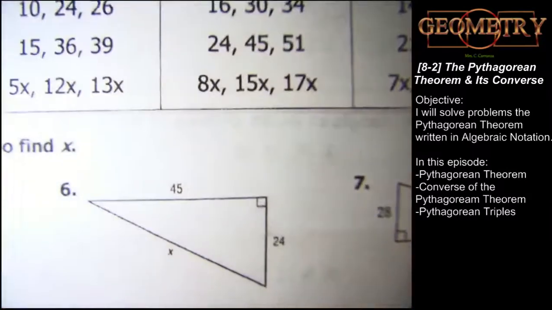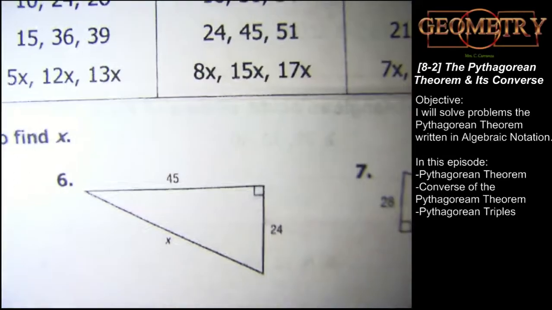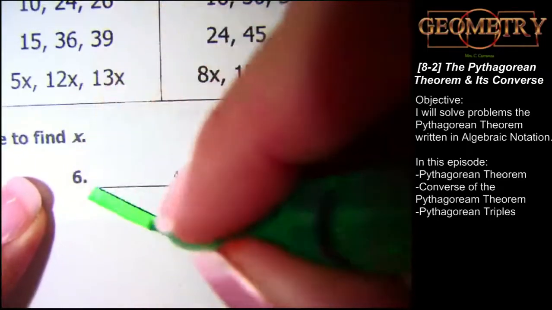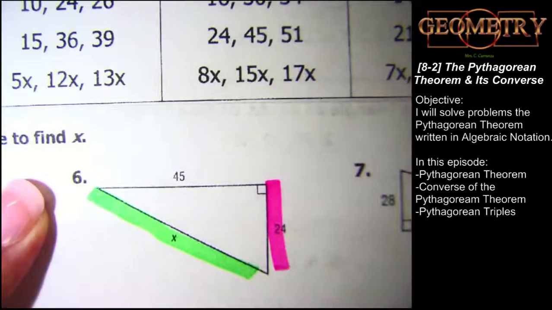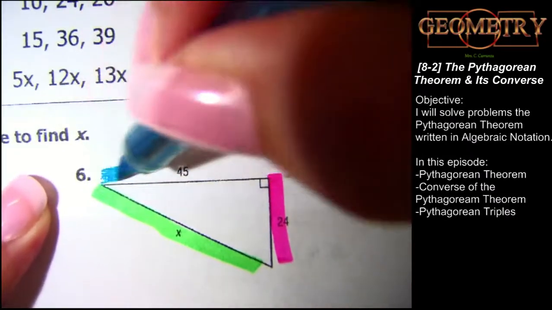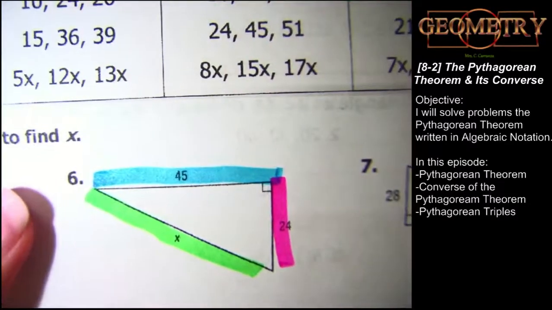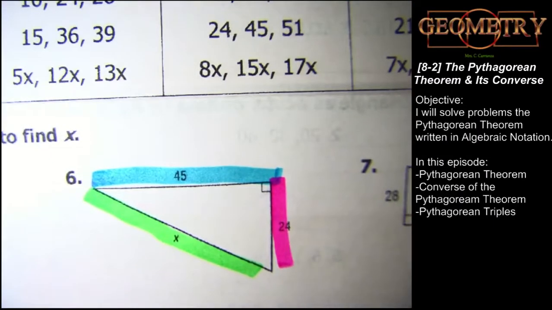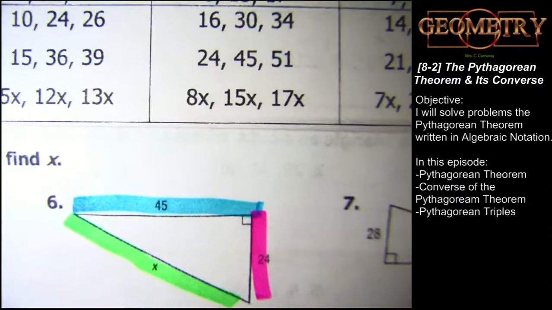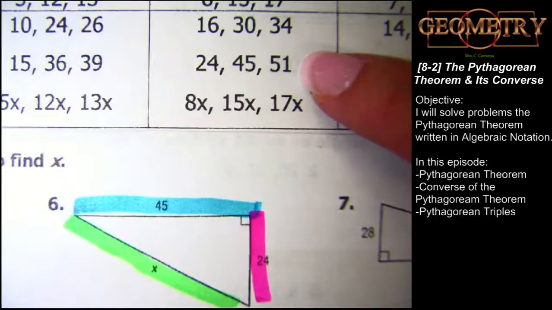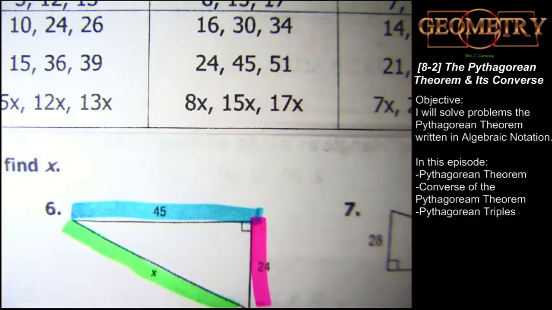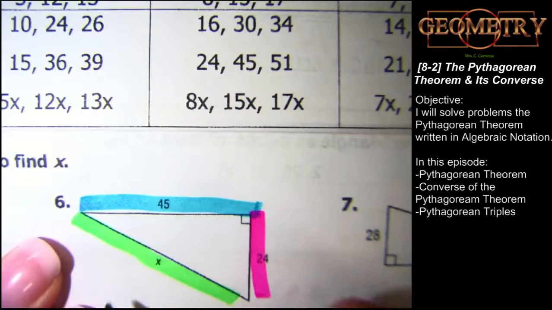Looking at number 6. My hypotenuse is x, so that's the one I'm finding. So I'm not going to look in my Pythagorean triples for the largest number. I'm going to look for the two smallest. I need to look for a Pythagorean triple where I have 24 and 45. Do I see them? Yeah, here it is. And so the hypotenuse is? And so without any calculations required, I can say that this side measures 51.